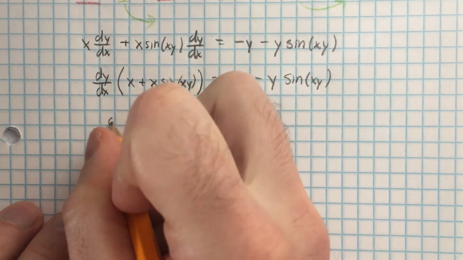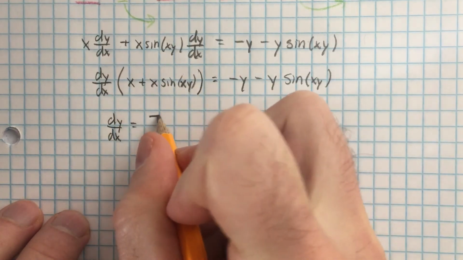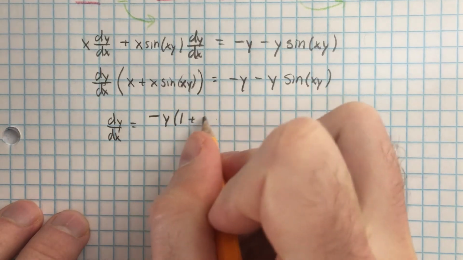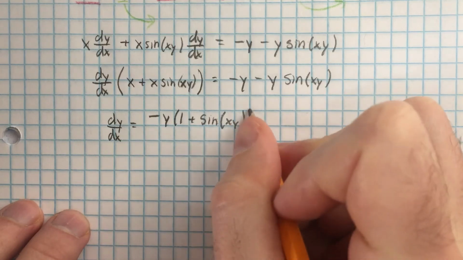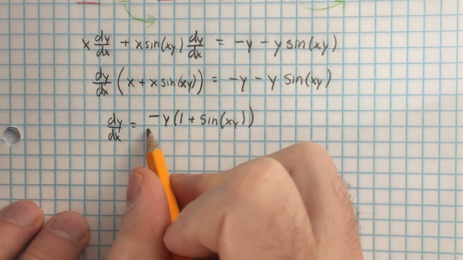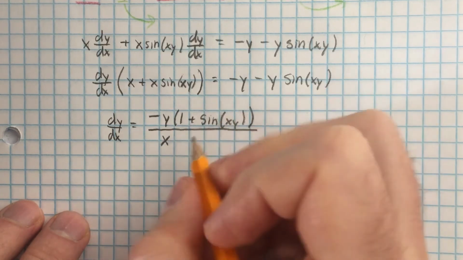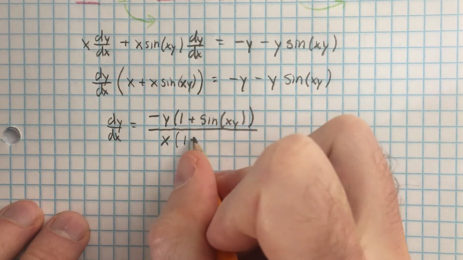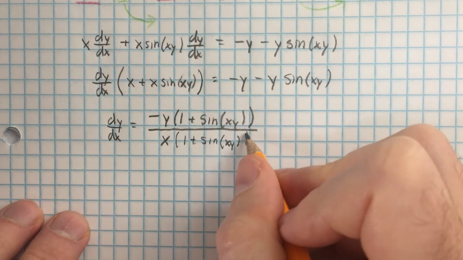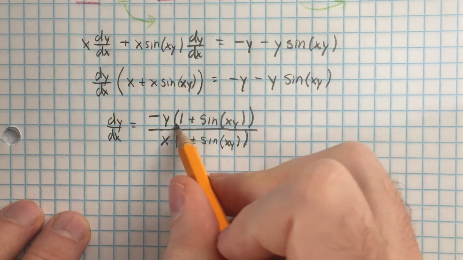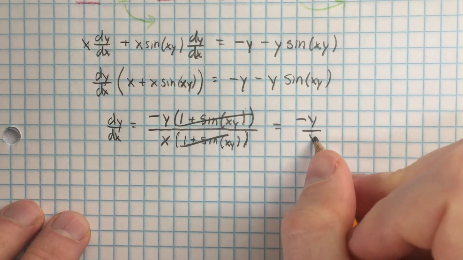So finishing up, it'll look like this: dy/dx equals negative y times 1 plus sine xy, and down here we'll have x times 1 plus sine xy. So ultimately they cancel, and we get negative y over x in this case.